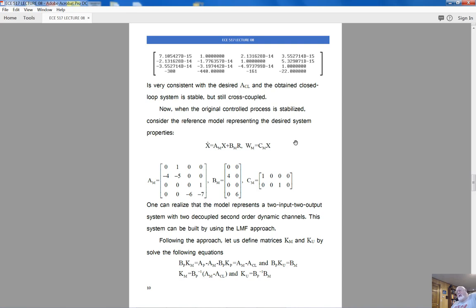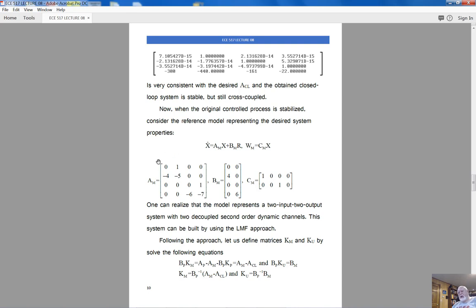Now we can consider the reference model. And this reference model is supposed to represent the desired system properties. For the reference model, state vector is x. This is the fundamental matrix. State vector x, matrix BM. R is the reference signal. This is the output of the reference model. And here are definitions of matrices.